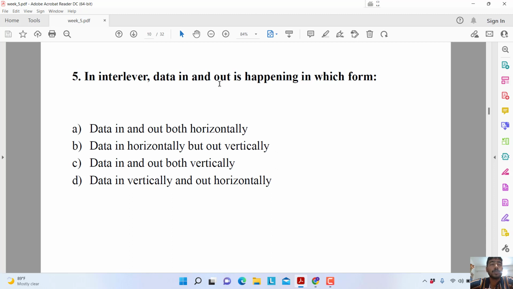So the answer to this question is that data in is vertical and data out is horizontal. Suppose we are entering the symbols 1 2 3 4 5 6. Data goes in as 1 2 3 4 5 and then 6. In the case of in, we read vertically, and in the case of out, we read horizontally. So D is the right answer: data in vertically and out horizontally.